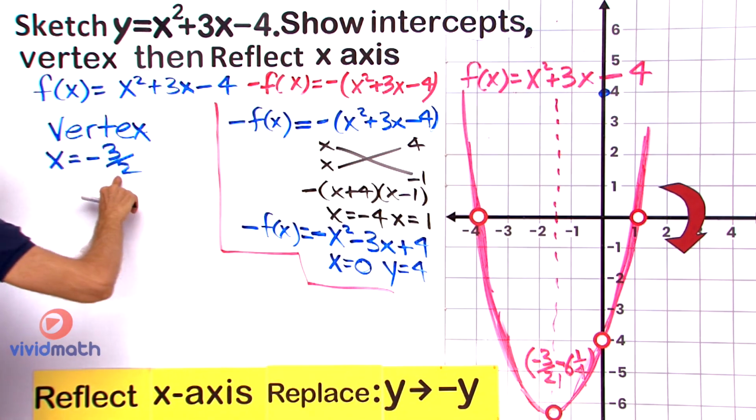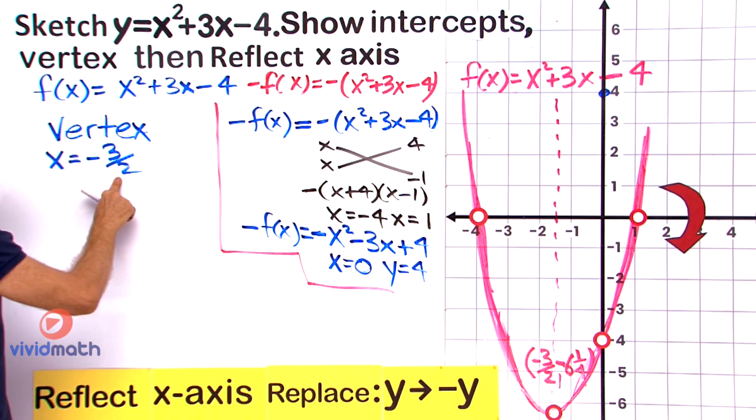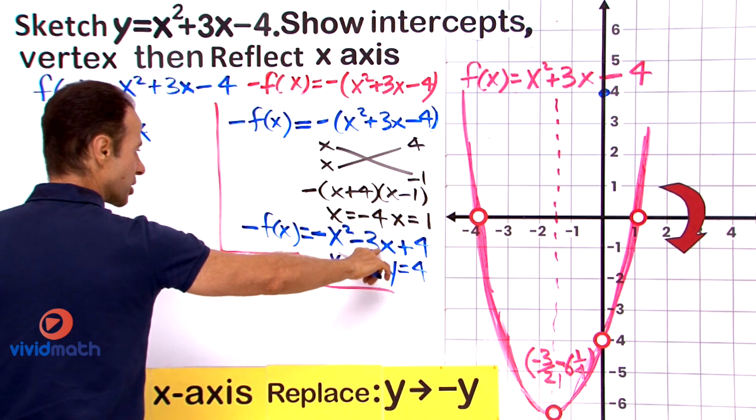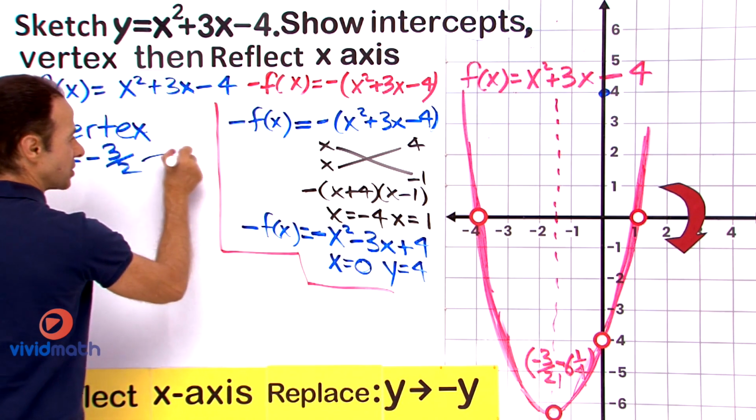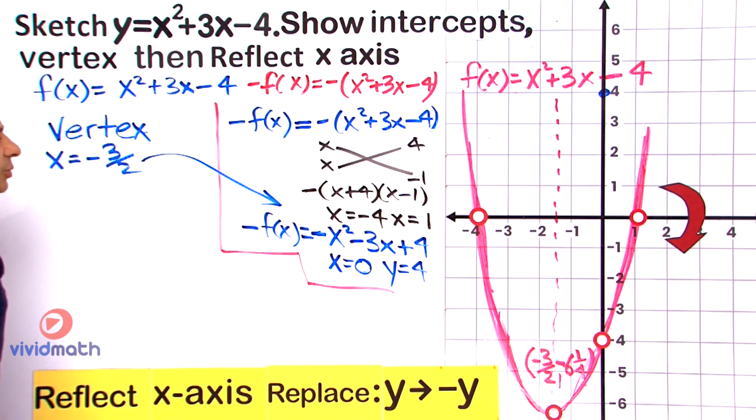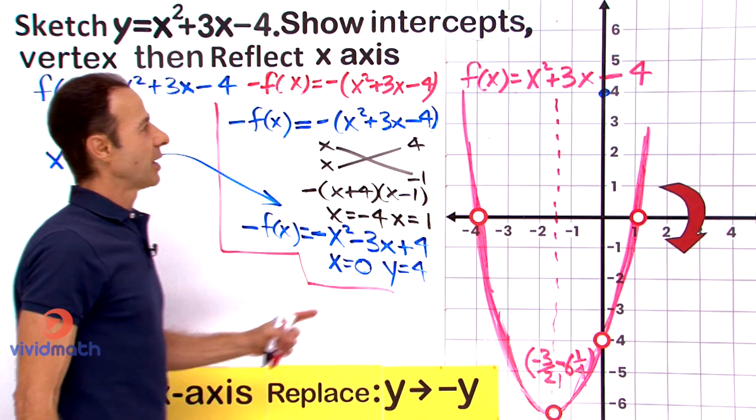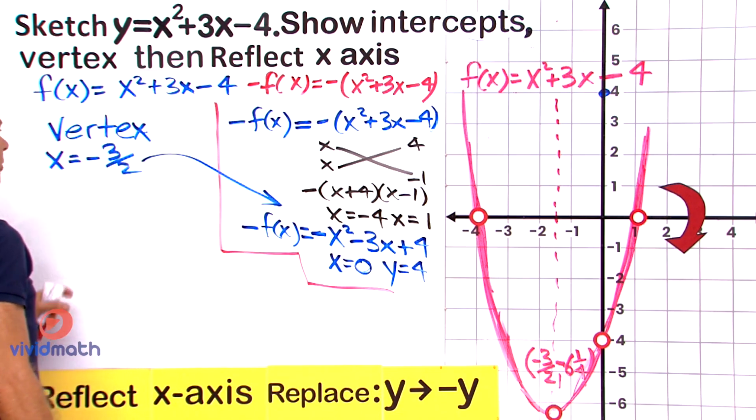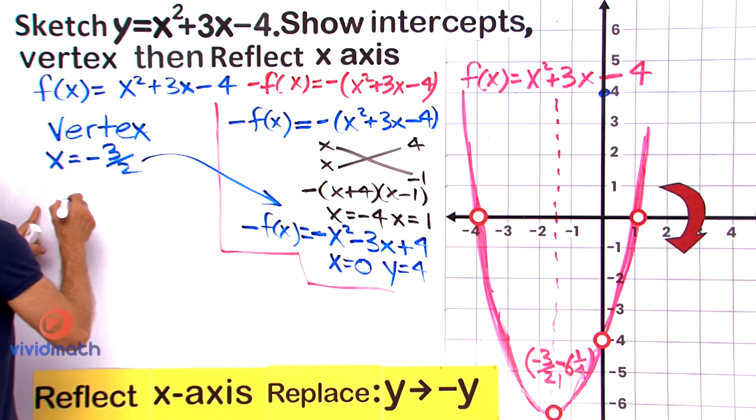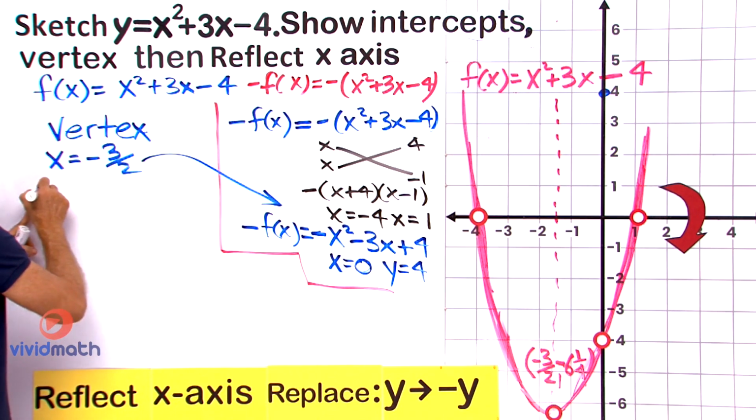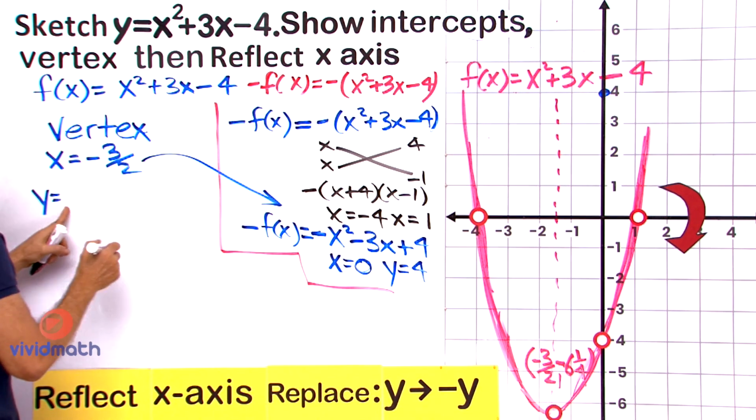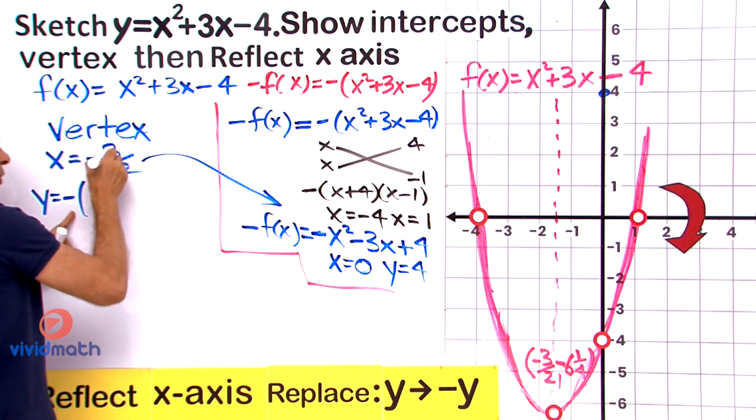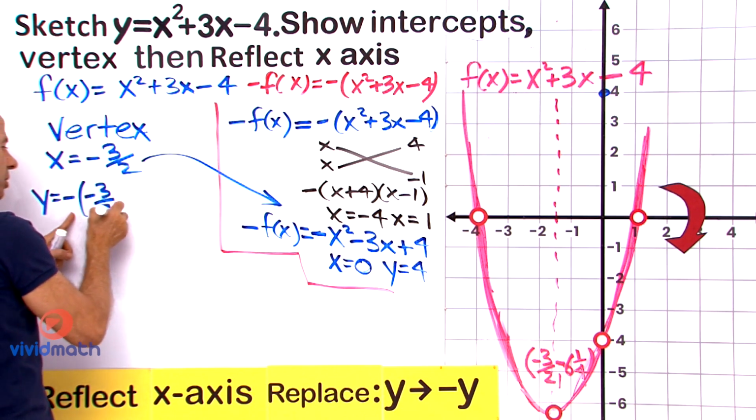Now if x equals negative 3 on 2, all we have to do is substitute it into this equation right over here: negative x squared minus 3x plus 4. Let's substitute it right in there so we can find exactly that point up there, the y component of the vertex. So let's put it in there. So y is going to equal negative, and then we put in negative 3 on 2 all squared.